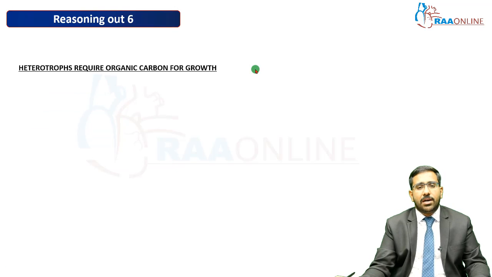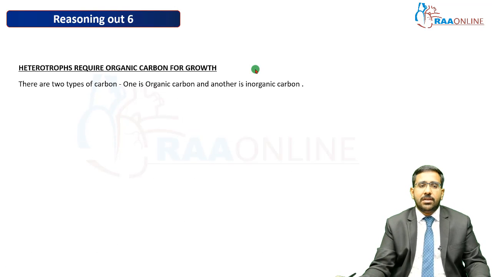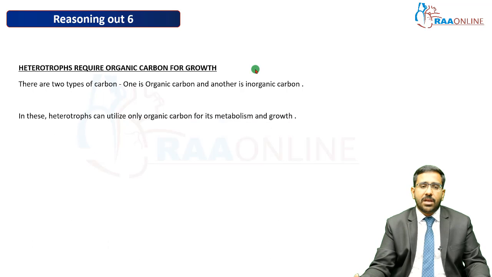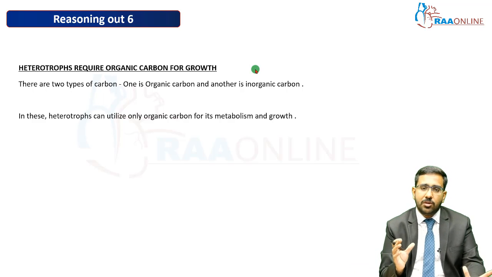Heterotrophs require organic carbon for their growth. There are two types of carbon. One is organic carbon, and another is inorganic carbon. In case of heterotrophs, they are going to utilize only the organic carbon for metabolism and growth. That is the reason why they do not use inorganic carbon. So heterotrophs require only organic carbon for their growth.